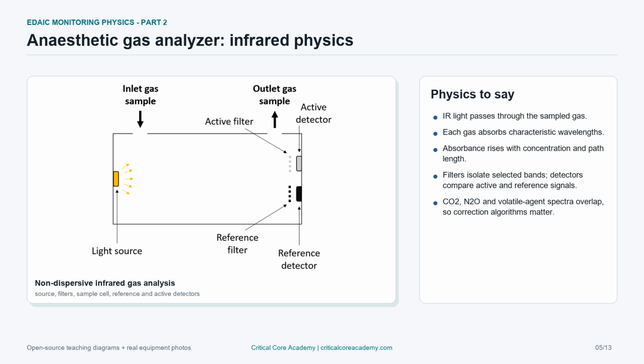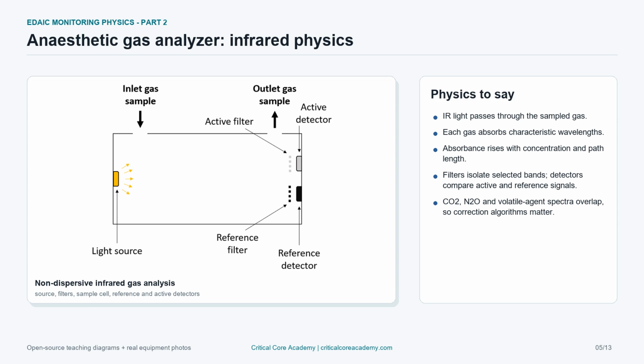Now move to the anesthetic gas analyzer. Infrared spectroscopy works because molecules with dissimilar atoms absorb infrared radiation at characteristic wavelengths. Carbon dioxide absorbs strongly around 4.3 micrometers. Nitrous oxide and volatile agents absorb in other infrared bands. The analyzer sends infrared light through a gas sample and measures how much light reaches the detector.